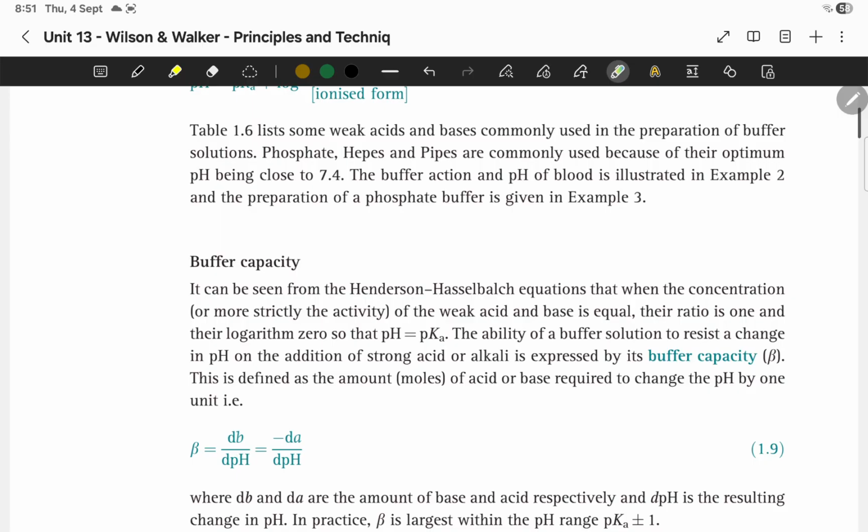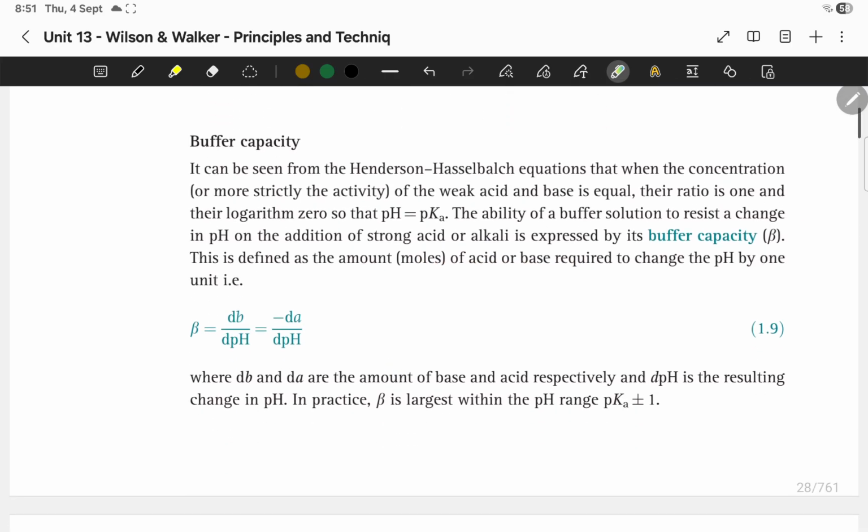Buffer capacity. It can be seen from the Henderson-Hasselbalch equation that when the concentrations of a weak acid and its base are equal, the log of their ratio is 0, so that the pH is equal to pKa. The ability of a buffer solution to resist a change in pH on the addition of strong acids or alkali is expressed by its buffer capacity. It is defined as the amount of moles of acid or base required.